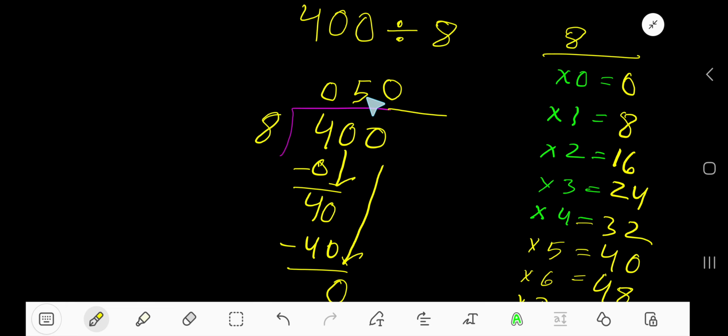So your answer is 50, that is 50. This 0 doesn't have any value, so 50 is your answer.